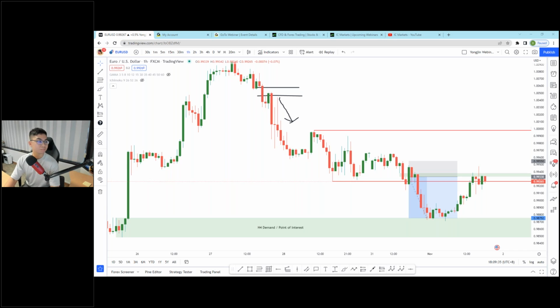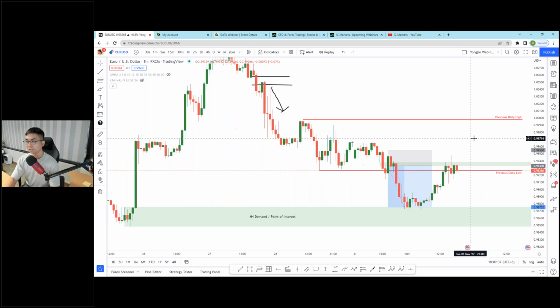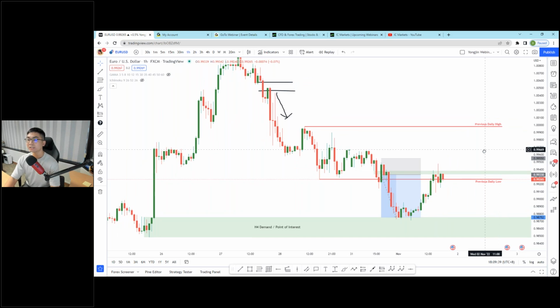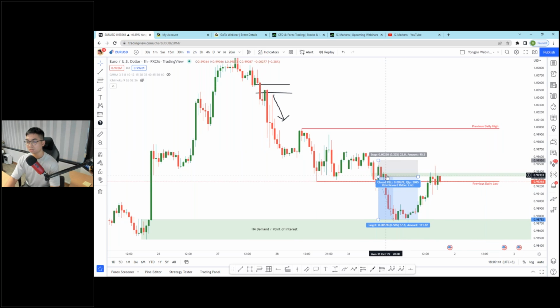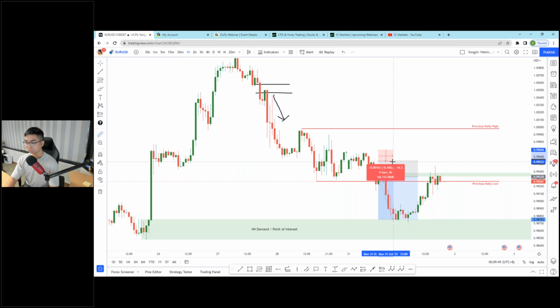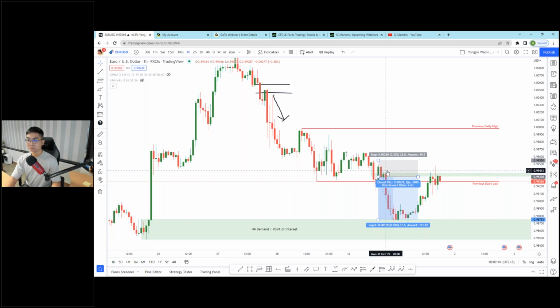So yeah, moving on to that trade. I entered, and it took me roughly 6 hours before it hit the 1.00263 take profits area.